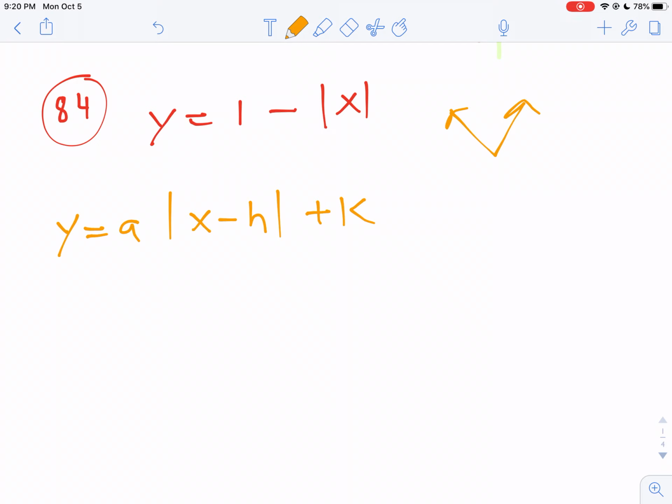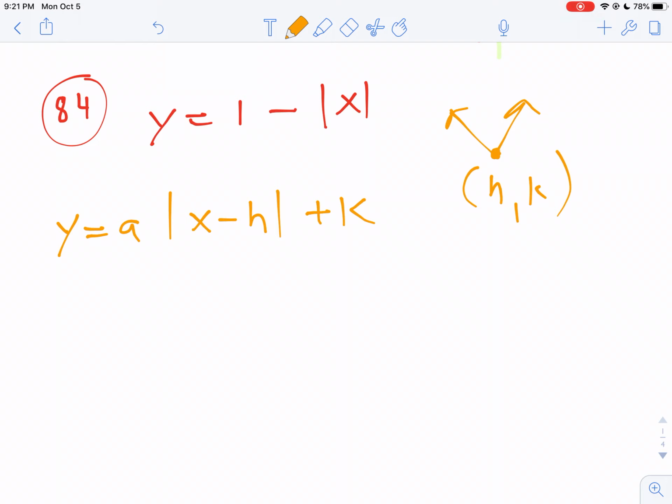Again, what does a do? It would just tell you if it opens up or down, depending on if it's positive or negative. Your h k are the coordinates of the vertex. That vertex right here, that's your h k. So just knowing this from your previous classes or remembering this helps you.